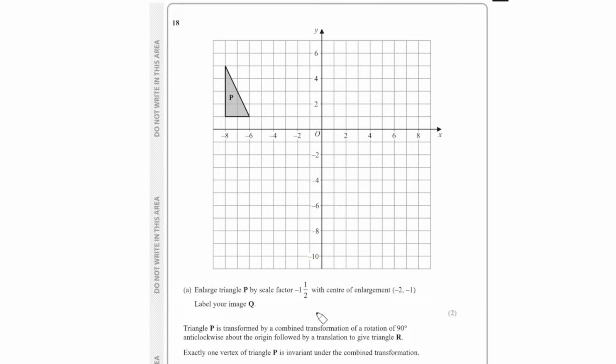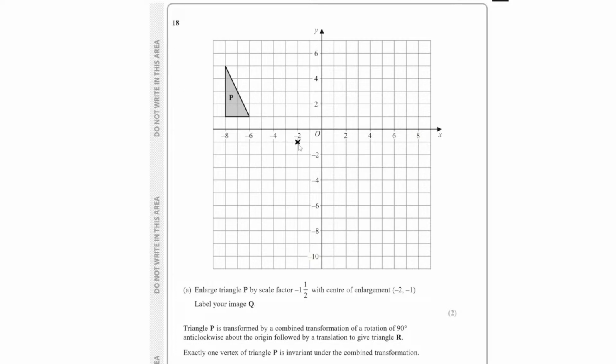Okay, so question 18. Enlarge triangle P by scale factor -1.5 with center of enlargement (-2, -1). So make sure you mark that out correctly: -2 across, -1 down. So that's there. Check the scales as well. Now there's 2 things here. It's going to be enlarged by 1.5, so it's going to get bigger by 50%. But the negative means it's going to be inverted. So it's going to be down here somewhere. So not only is it going to be bigger, it's also going to be further away from that center, and it's going to be inverted. So that's why it's question 18.